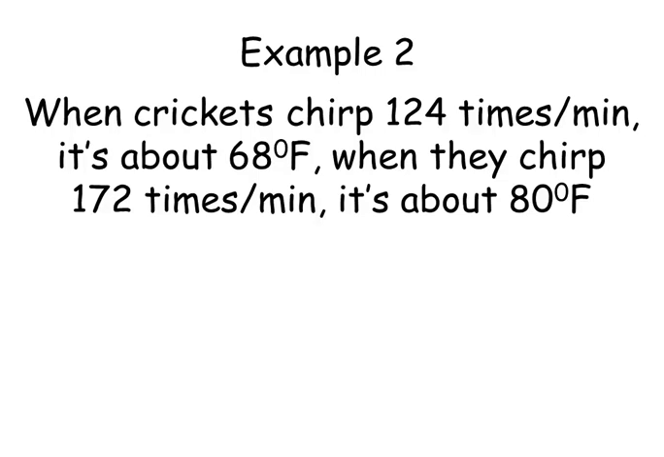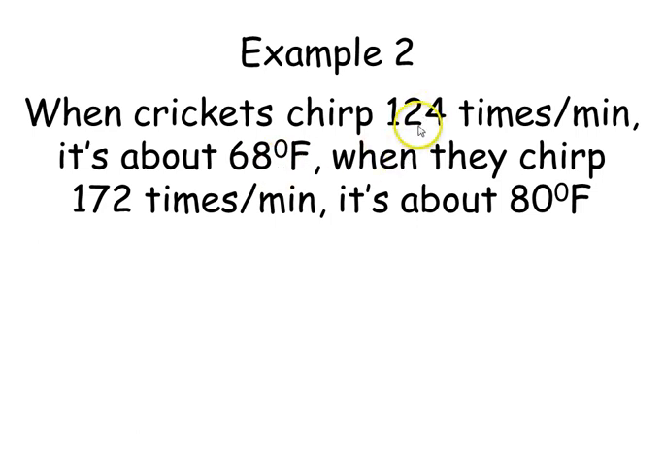All right, another example we have here for section 6.6 is about crickets. When crickets are chirping 124 times per minute, it's about 68 degrees Fahrenheit, because there is a relationship between how many times crickets chirp and the temperature outside. It's actually a linear relationship between these two. That's what we're going to talk about here.